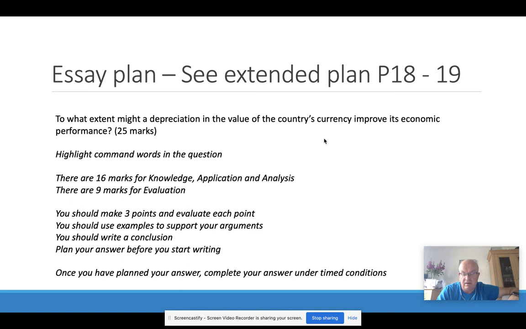And I'll speak to you shortly on the next part, part 5, which will be where we start to look in a little bit more detail at the way in which the balance of payments is structured.